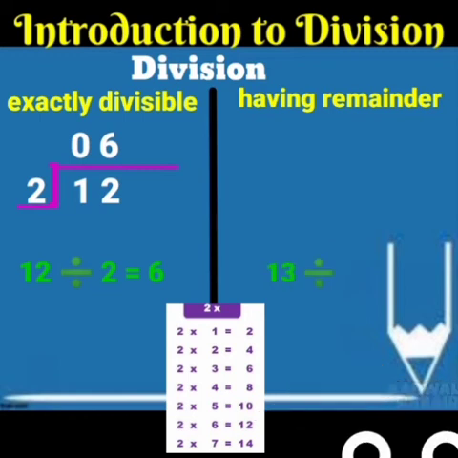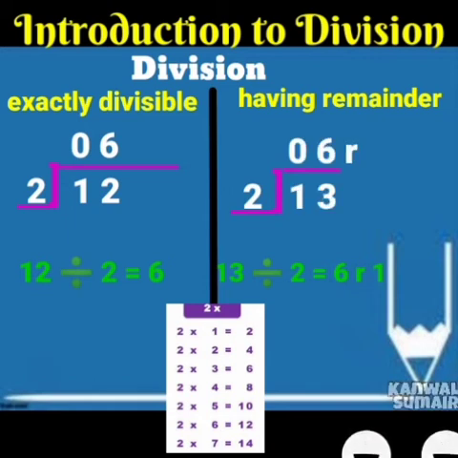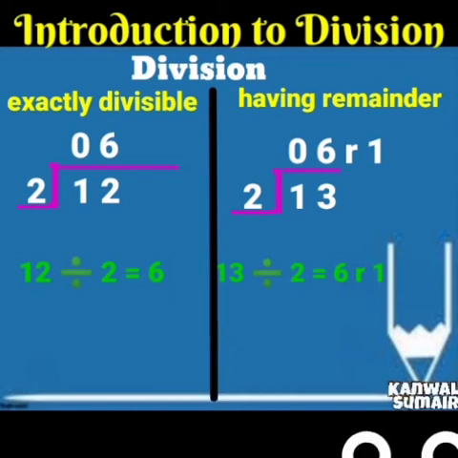On the other hand, if I divide 13 by 2, then it is not exactly divisible. How? Because 13 doesn't come in the 2 times table. 2 times 6 is equal to 12, then 13 minus 12 is equal to 1. It means 1 is left over, 1 is remaining here. So, the remainder is 1. A number which doesn't come in that times table will definitely have some remainder.